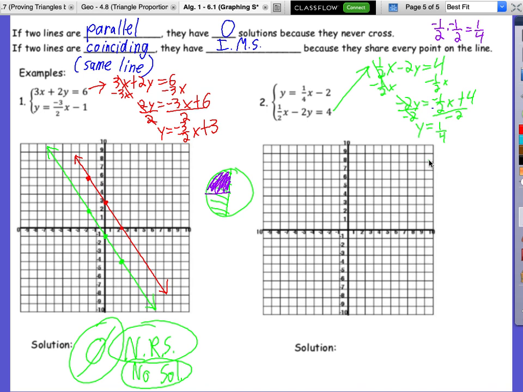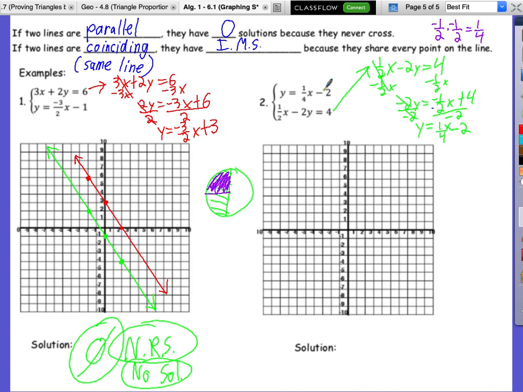Correct. And what is 4 divided by negative 2? Negative 2. So we have our first equation, y equals 1/4 x minus 2, and we have our second equation, y equals 1/4 x minus 2.